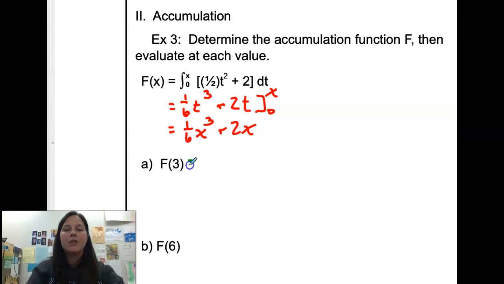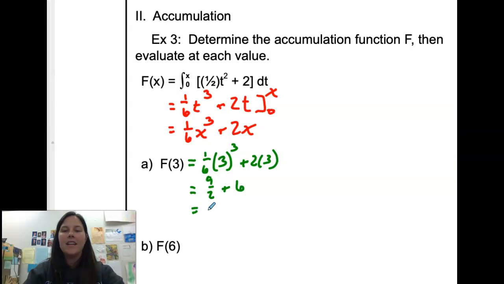Now what we're being asked to do is evaluate our accumulation function at different values. So subbing 3 in, 3 cubed gives me 27. 27 and 6 both have a common factor of 3, so I'm going to divide them each by 3 to get 9 halves. Plus 2 times 3 gives me 6. 9 halves is 4.5, plus 6 gives me 10.5. So that is the amount that has accumulated under the curve from 0, because that was our lower bound, to 3.